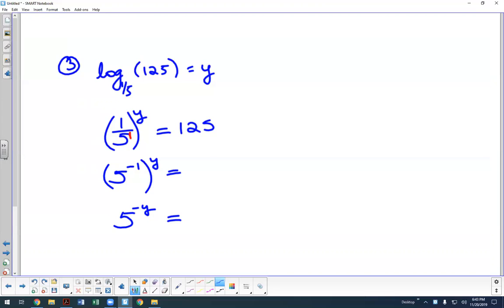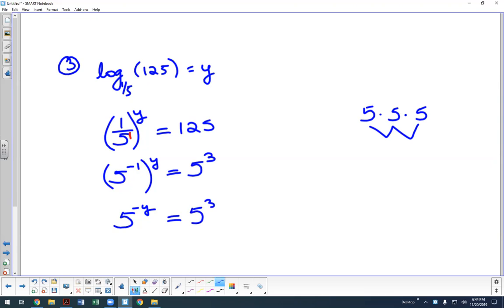What should that be? Yeah, it's 5 to the 3rd power. That gives us 125. So again, 5 multiplied into itself 3 times. 5 times 5 is 25. 25 times 5 is 125. So it's 5 to the 3rd power.